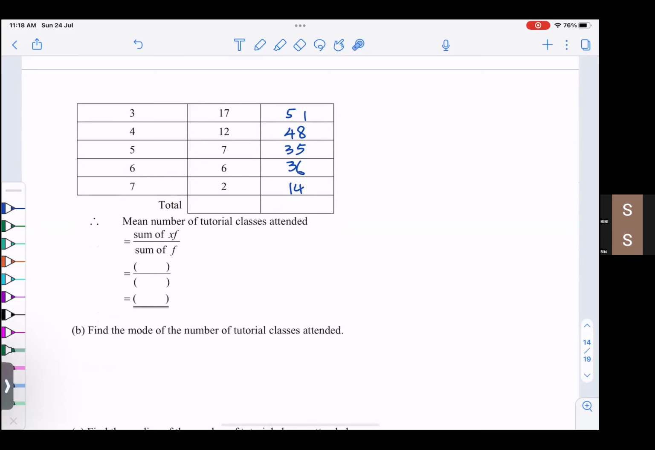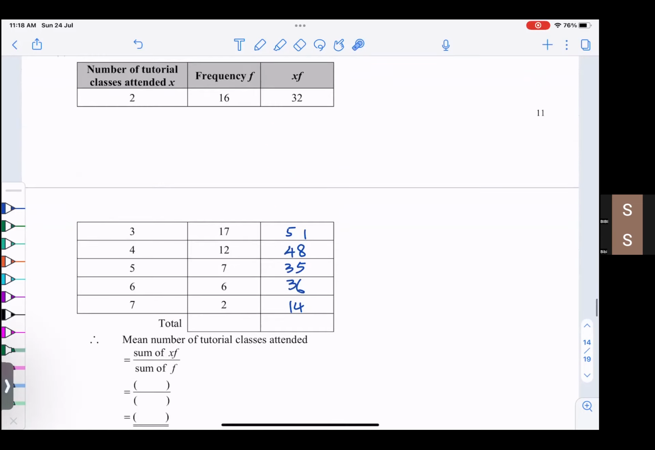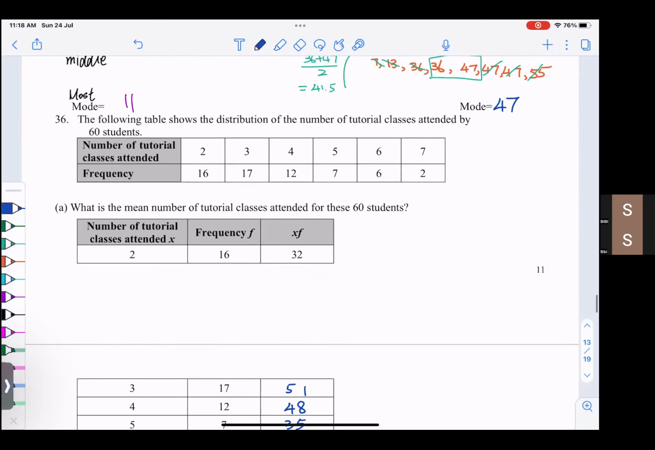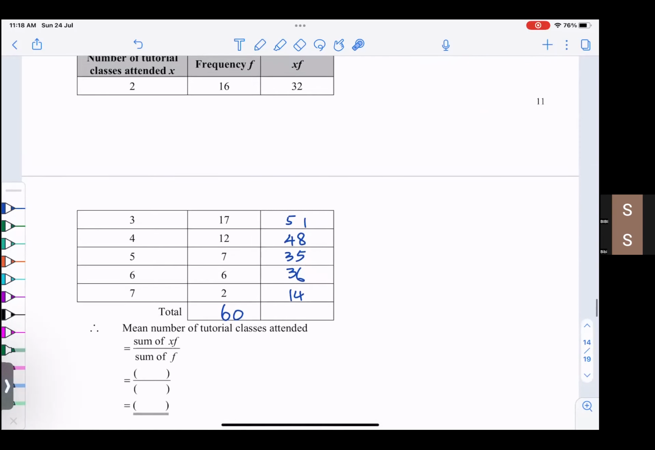How about the total? The total here for frequency is adding up all of these, which will be 60 on the calculator. How do I know it's 60? The question said there are 60 students, so I knew it. How about this one? Well, this one you have to use the calculator. After clicking, you'll get 216.